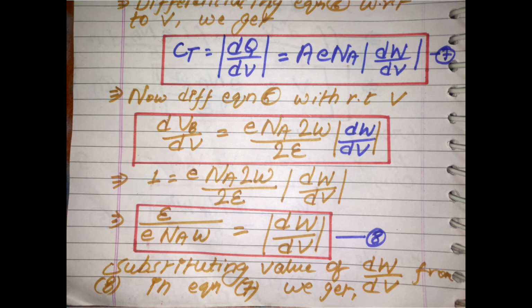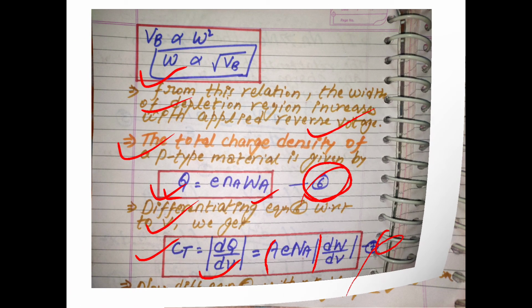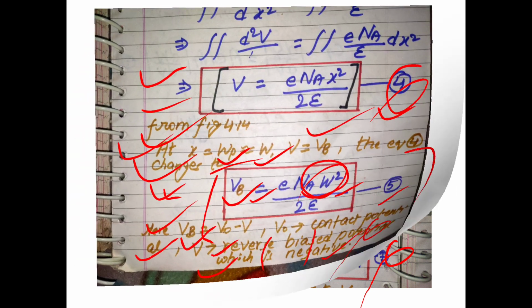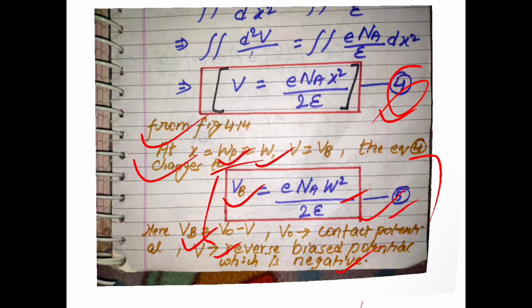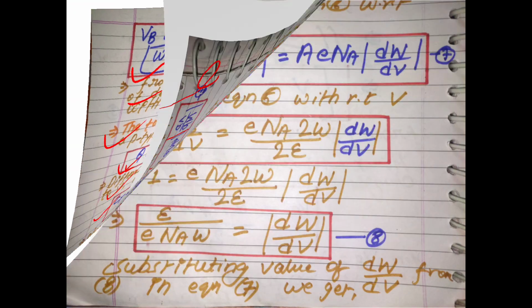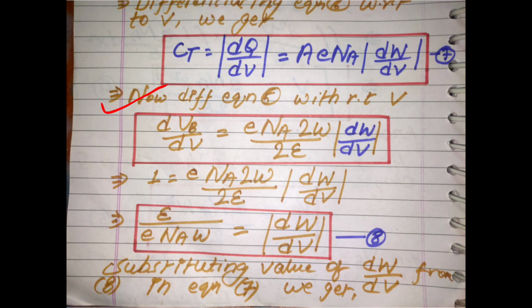Now we are going to differentiate equation number 5 with respect to V. This is our equation number 5, and we are differentiating this equation with respect to V. If we differentiate this equation, then we get the value of dW/dV, which is our equation number 8.